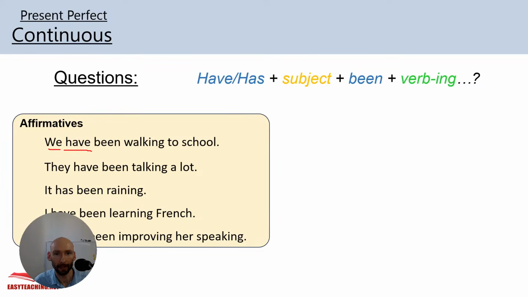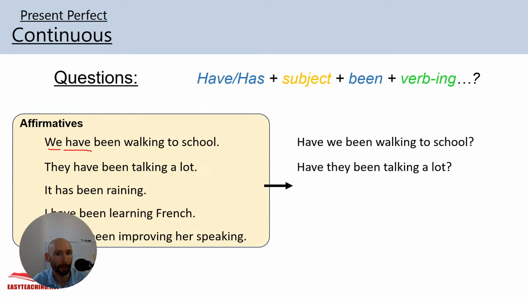Okay, not yet. We've got a bit of a shy class, so that's not a problem. The first one will be, have we been walking to school? That might be a bit of a strange question to ask, but it is grammatically correct. The next one, they have been talking a lot. Okay, as a question, have they been talking a lot?